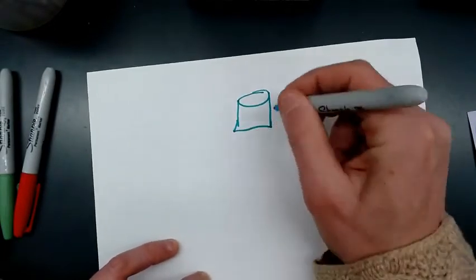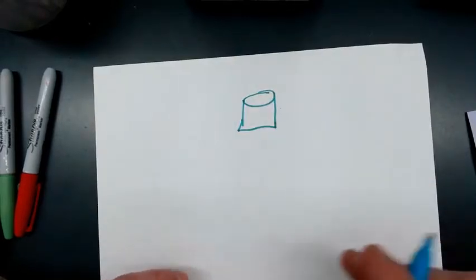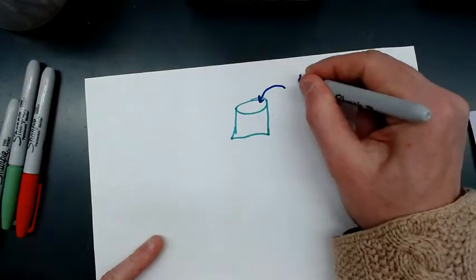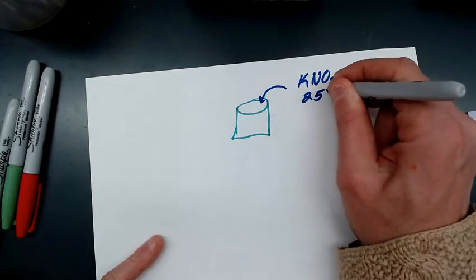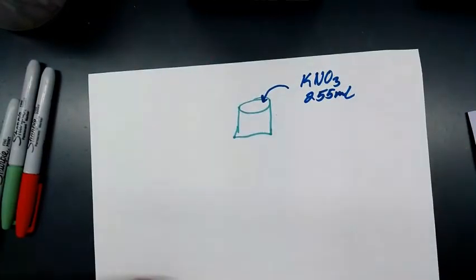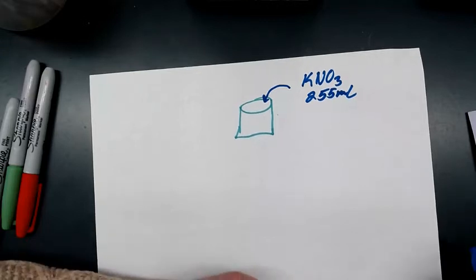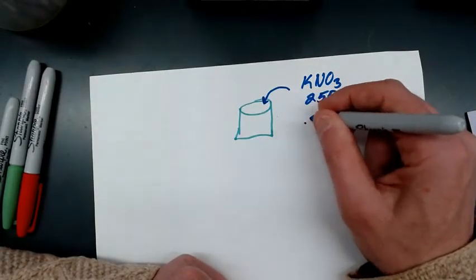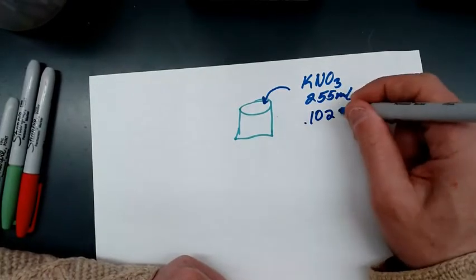We were trying to find out the molarity of this, and we knew on one side we had some KNO3, and we knew we had about 255 milliliters of that, and we knew that the concentration of that, if I'm not mistaken, was 0.102 big M.